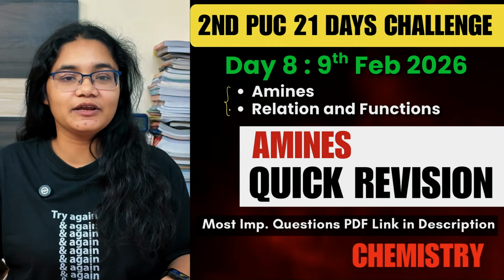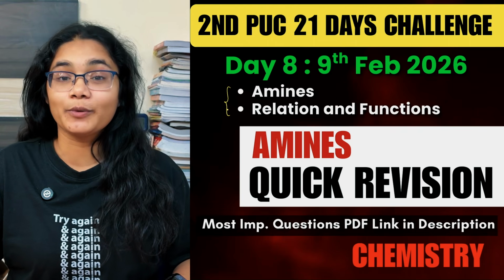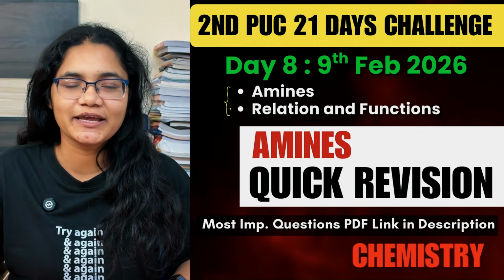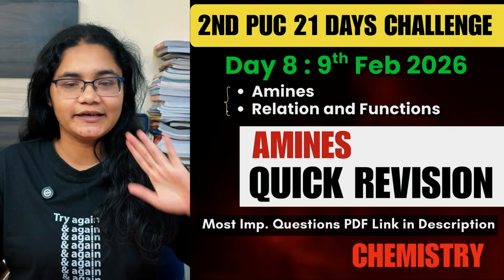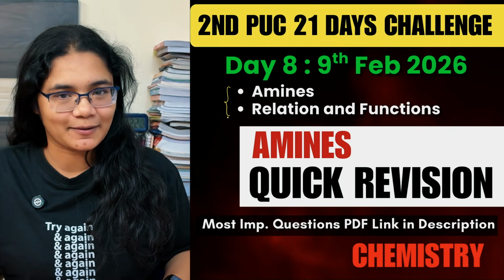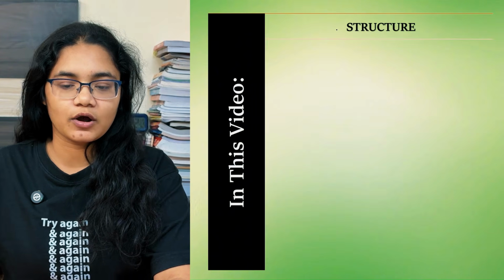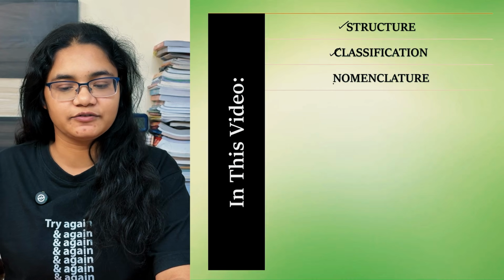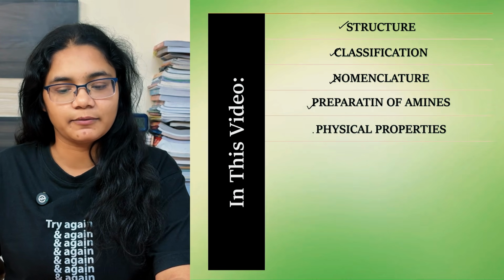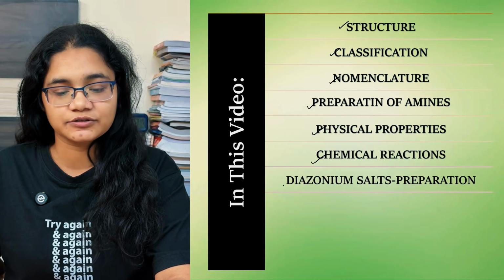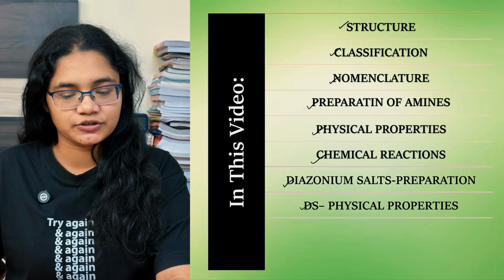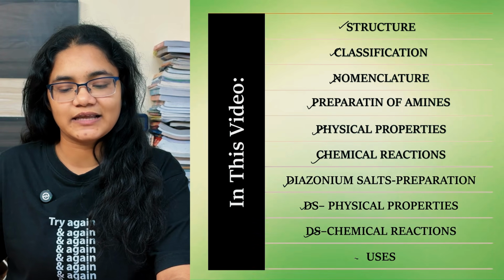And in this video, we are going to do a one-shot quick revision of the chapter amines. This is a very small chapter, highly important and highly scoring. Let's get started and first see what we have in today's class. First we'll talk about the structure of amines, classification, nomenclature, preparation of amines, physical properties, chemical reactions, diazonium salts, their preparation, physical properties, chemical reactions and some uses.